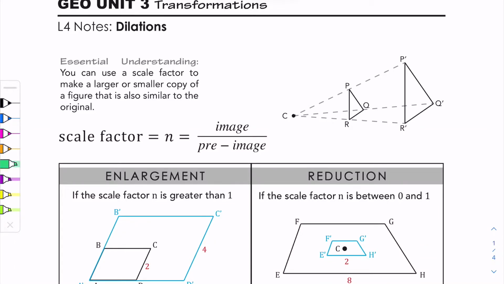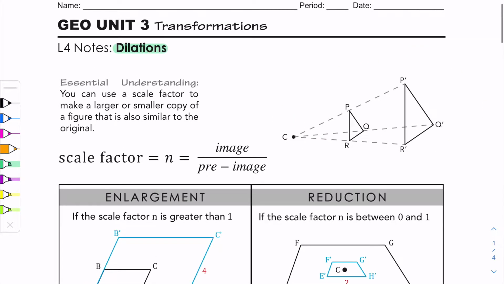Today we're learning about the fourth and final transformation of this unit, and it's called dilations. So you can use a scale factor to make a larger or smaller copy of a figure that is also similar to the original. And if you look at this model over here, you can see that we have a center point, a smaller figure, and a larger figure.